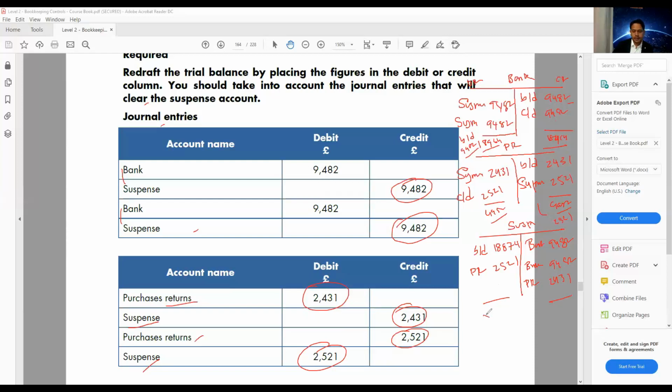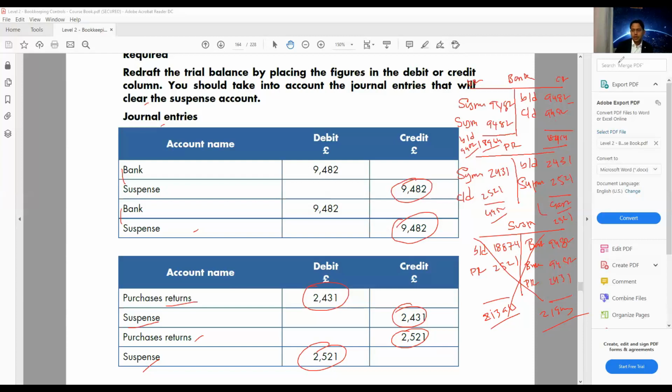21,395 on both sides. Okay, that's it, very good. So that means our suspense account has vanished, isn't it? There's no balance, it is gone. Only two balances remain: for the bank, the balance BD is 9482, and for the purchase return, 2521.